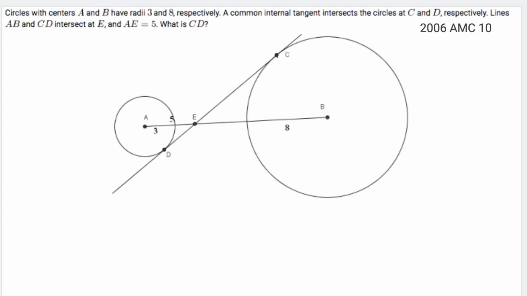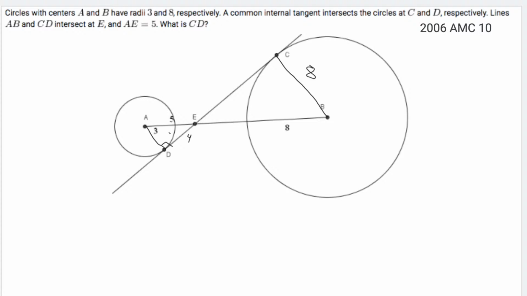Pretend we connect CA and BD, and we get right triangles, because if you connect a tangent line to the radius of the circle, you always make a 90-degree angle. So we know this is a 90-degree angle, and the base is 3, and the hypotenuse is 5. So this is just a 3, 4, 5 relationship, so CE is 4. Similarly here, we know the base is just 8.